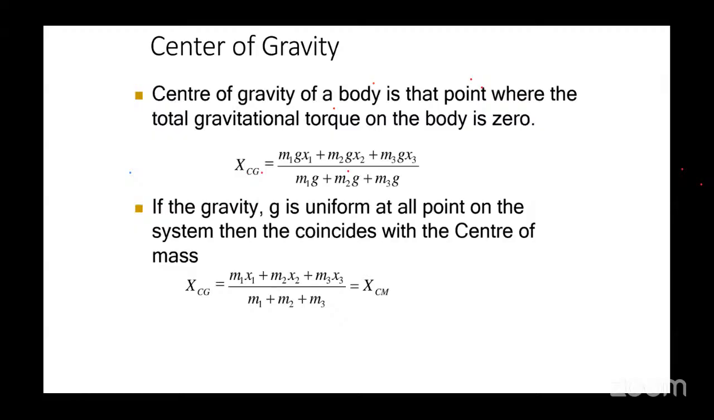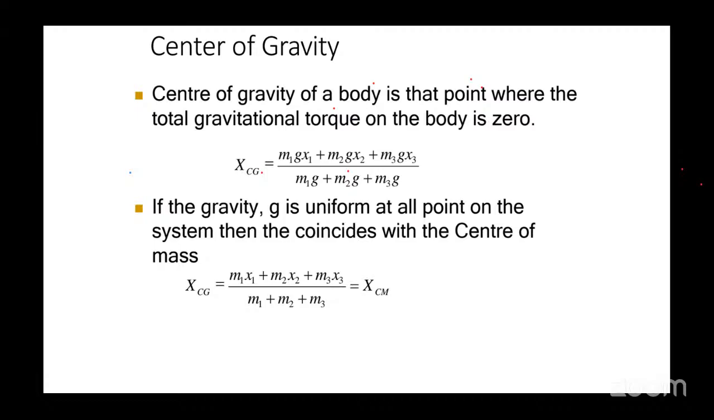Now, center of gravity. The center of gravity of a body is that point where the total gravitational torque on the body is 0. Now if you look at this formula and the center of mass formula, the only difference is the addition of G, isn't it? Yes, sir. So what if the G up and the G down are the same? It means that the G will cancel.